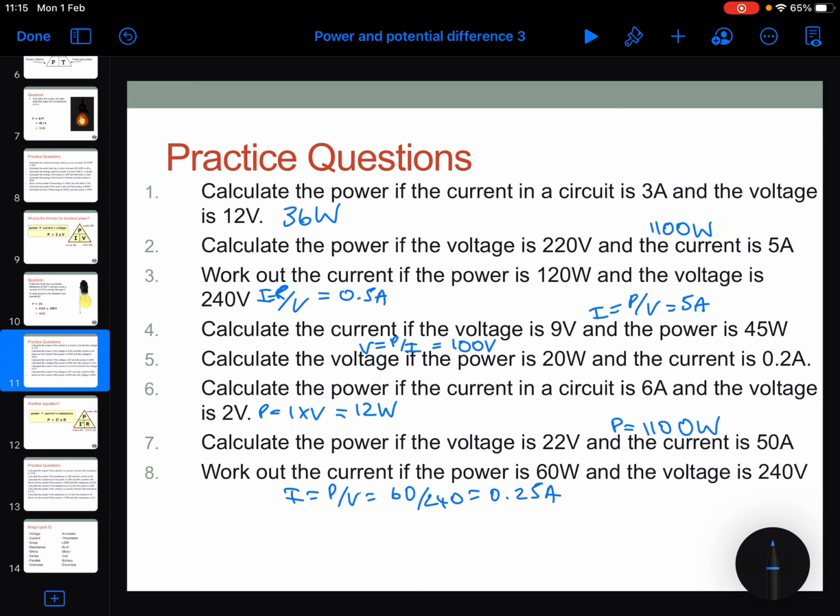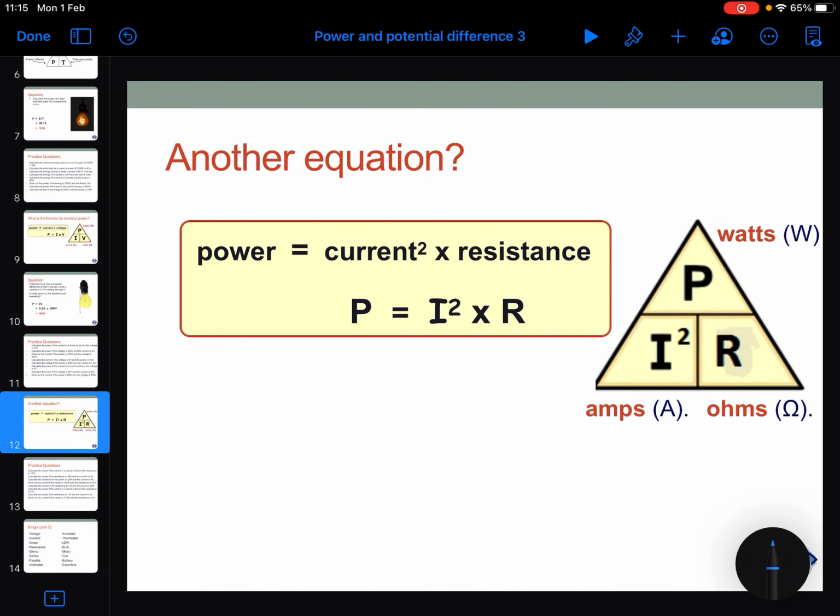Now our final equation is slightly more tricky. It's not that hard, but it is slightly more tricky. And it is power is current squared times resistance. Sorry, I did a slightly dodgy paint job on the right-hand side trying to make that into the triangle for the equation. So power is on top there, current squared is on the bottom left, and resistance is on the right, measured in ohms. That means if you use this equation and you are working out the current, you will have to square root whatever you get, because you won't have current if you use this equation, you'll have current squared.